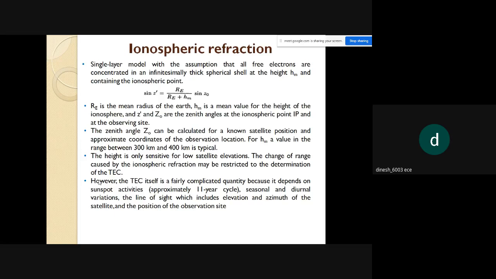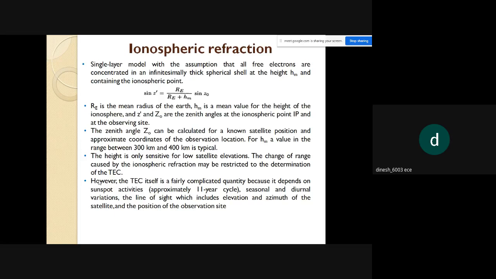is equal to Re divided by Re plus Hm, sine Z naught. So what is this Re? Re is the mean radius of Earth. Hm is the mean value for the height of the ionosphere from the ground surface. Z dash, as we had seen in the previous, is the zenith angle at the ionospheric point where the person is present. And Z naught is the zenith angle at the observing point.